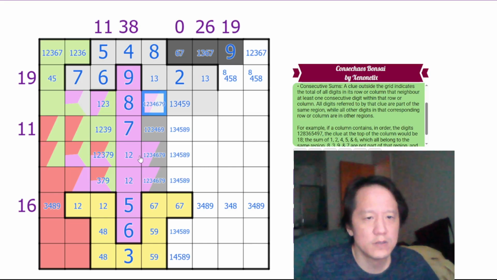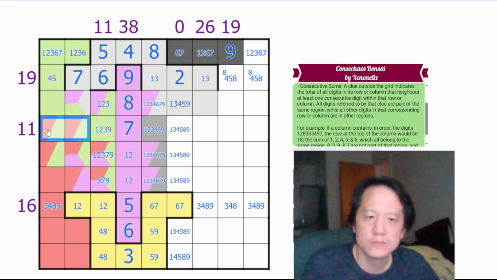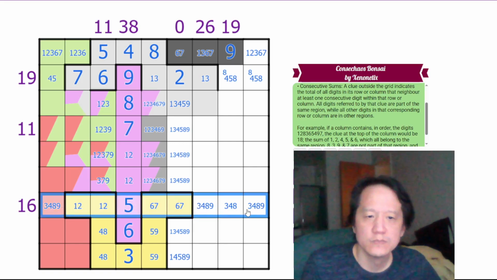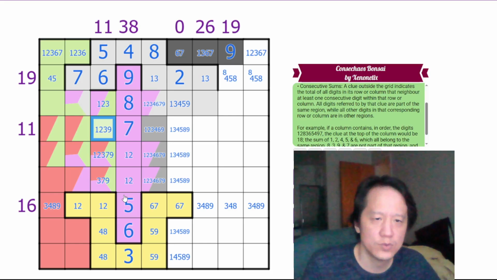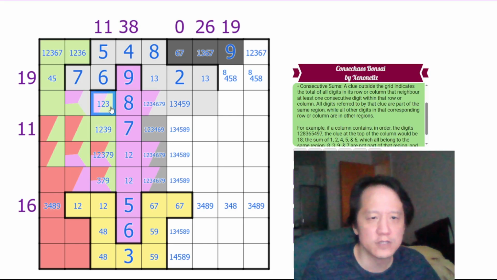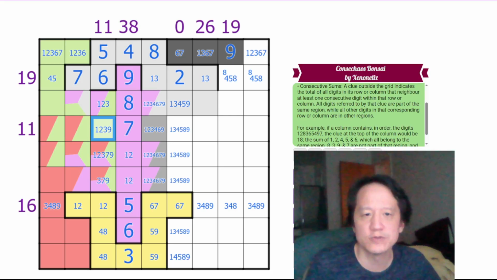Okay. Can 5 and 6 be here? Yeah, could be. Okay, these are not consecutive, that's fine. This is not consecutive, that's fine. If this were 2, it would guarantee that this is 1 or 3 and they would be consecutive, so this can't be 2.